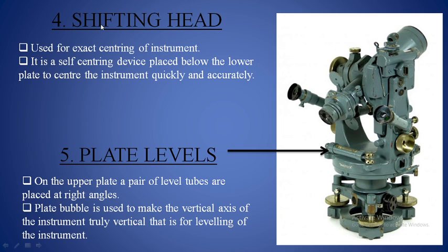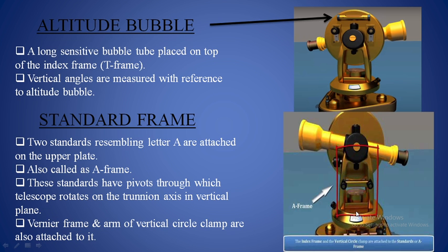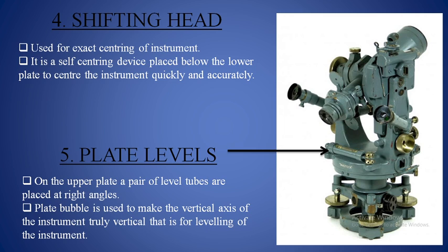So the next part is the shifting head. The shifting head is provided in between the trivet. The shifting head is used to move the instrument slightly. So for centering the instrument you can move the instrument slightly with the help of the shifting head. So the next one is plate levels.